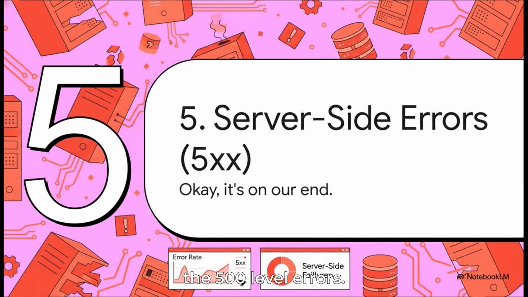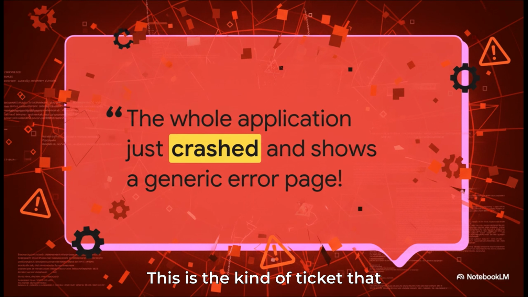Okay, deep breath. We're moving on to the 500 level errors. This is where the script flips. The client sent a perfectly valid request, but our server just couldn't handle it. The problem is now on our end. This is the kind of ticket that makes pagers go off. "The whole site is down," or "I'm just getting a generic error page." This is the telltale sign of a 500 level error.